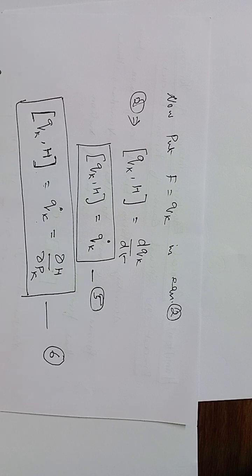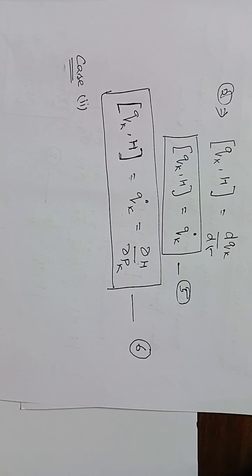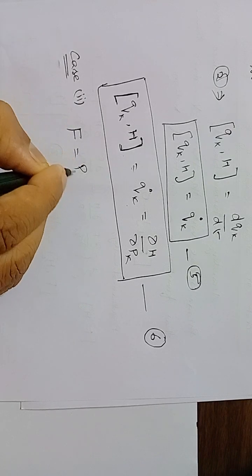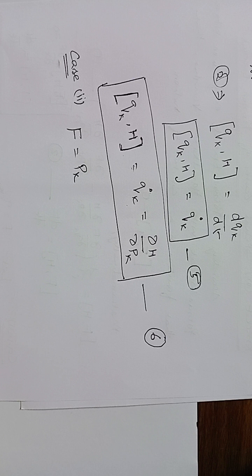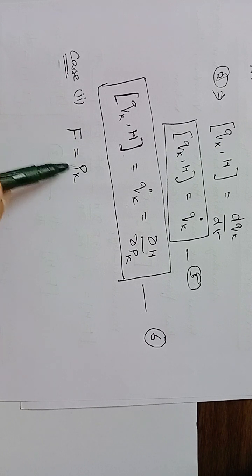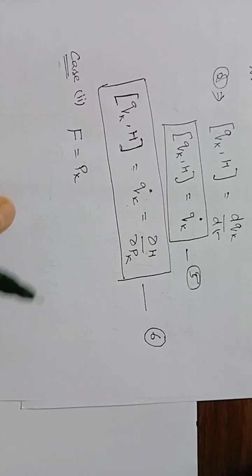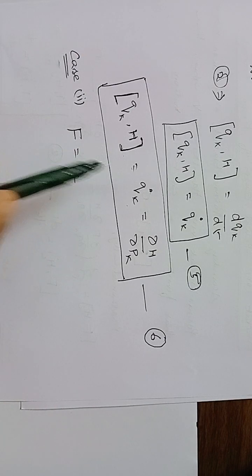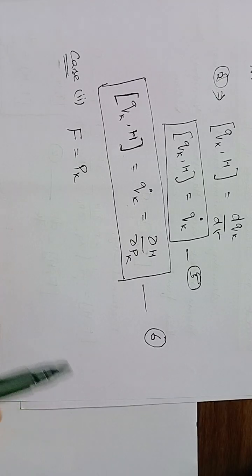Then another case, case 2. Here you substitute F is equal to Pk. In case 1 you substituted F is equal to Qk. Now in the second case you are substituting F is equal to Pk in equation 1, and the same process I did previously, we are doing the same now also. Okay, now I will write the equation.